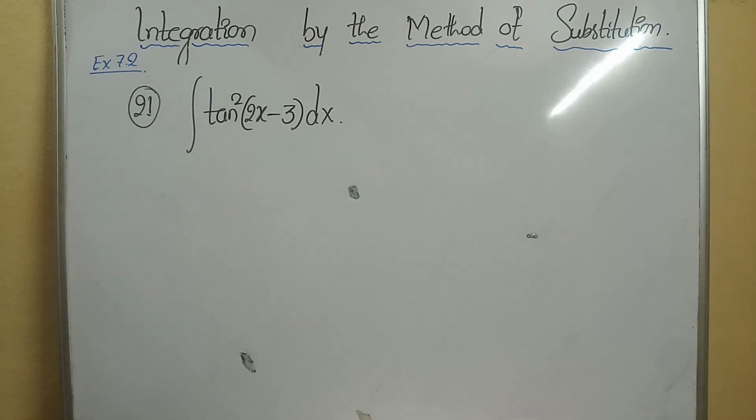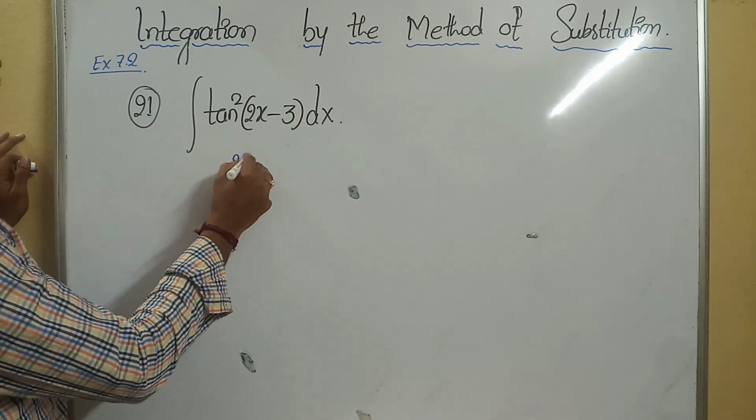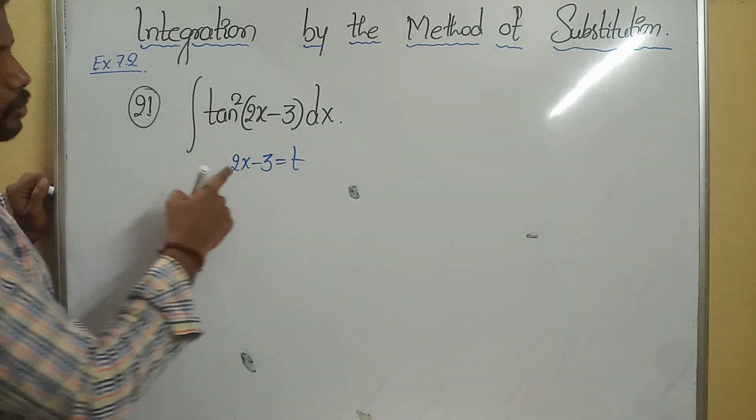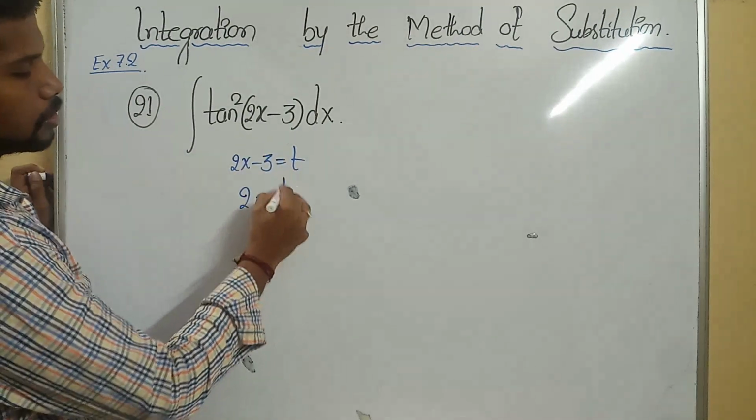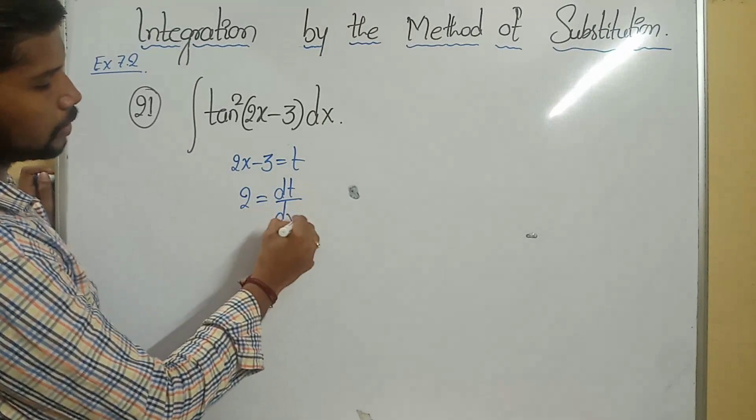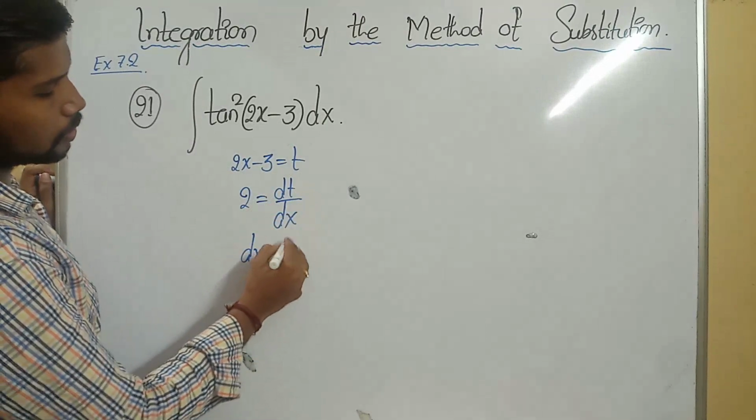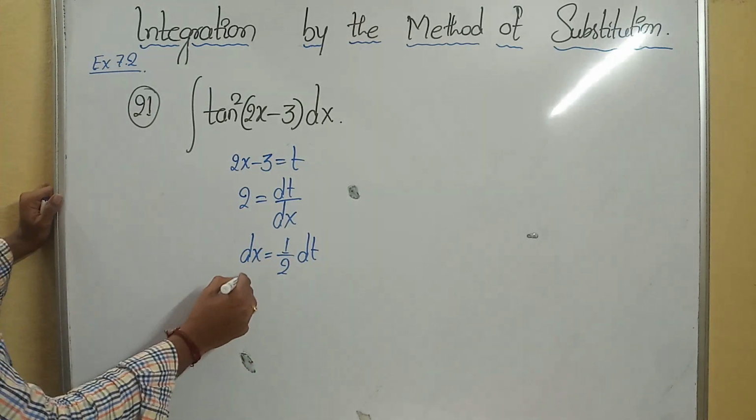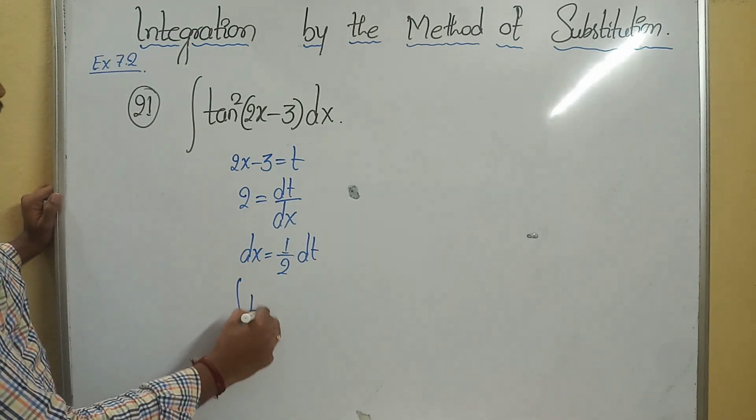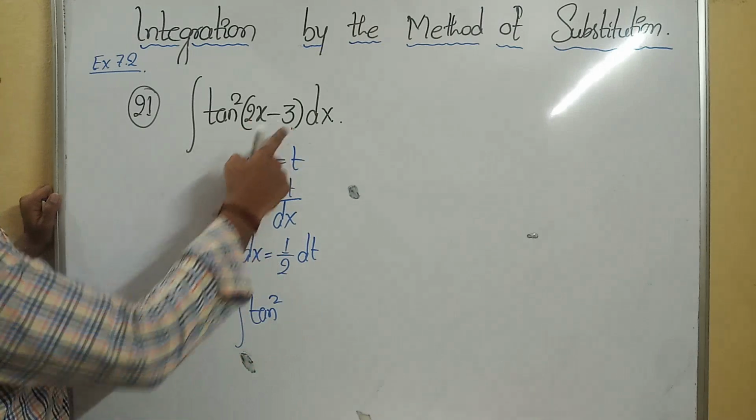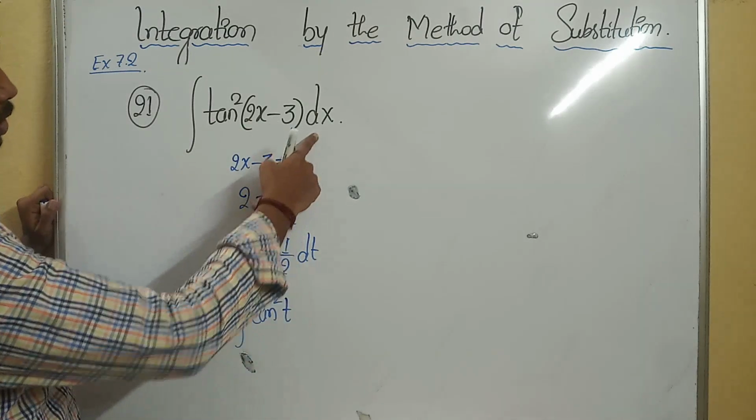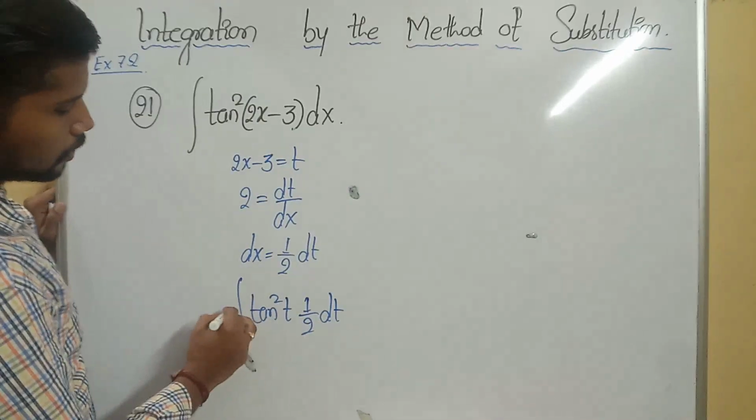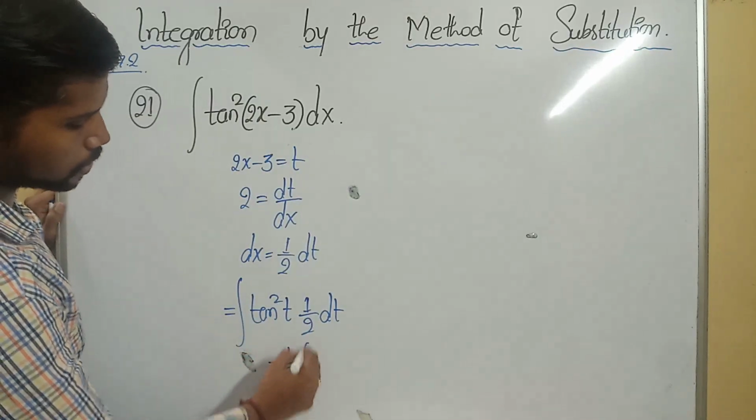Concentrate on the board. Here, the substitution that I need to take is 2x minus 3 as t. The derivative of 2x will be 2, the derivative of 3 will be 0. It will be dt by dx. What is dx equal to? It is 1 by 2 dt. Got the point clearly? It is the integral of tan square of 2x minus 3, as t, and dx will be 1 by 2 dt. Got it? Now I'd like to take 1 by 2 outside.